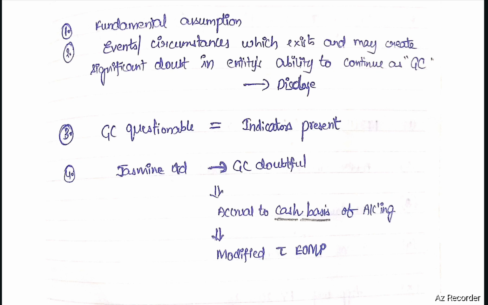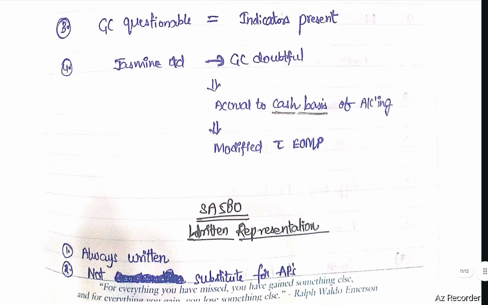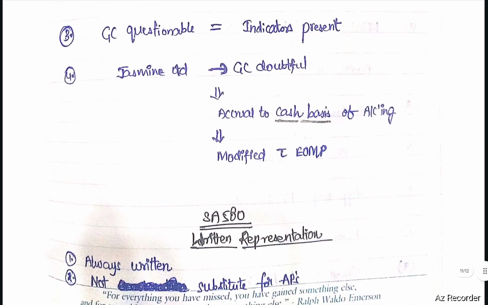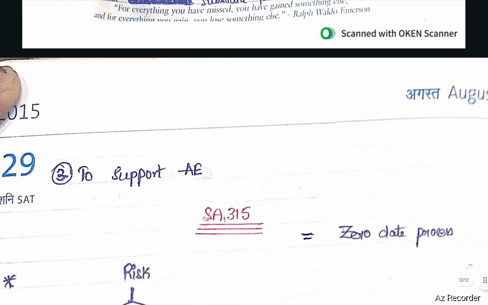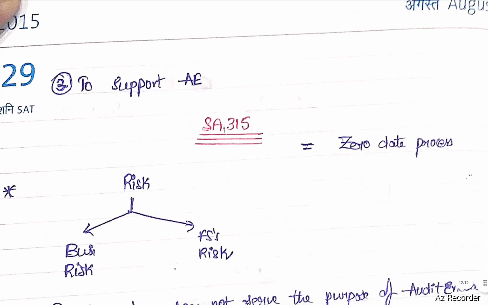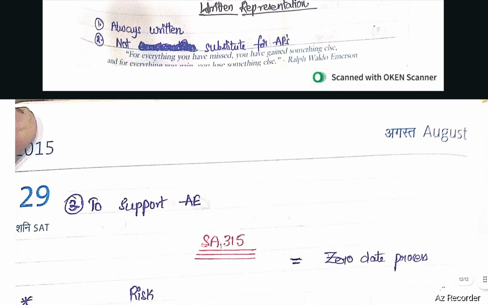There is a company whose going concern is doubtful. Then accounting needs to be done on cash basis instead of accrual basis, and an emphasis of matter paragraph has to be given by modifying the audit report. Next, SA 580, written representation, always in writing. A written representation is not a substitute for audit procedures. Written representation only supports the audit evidence.